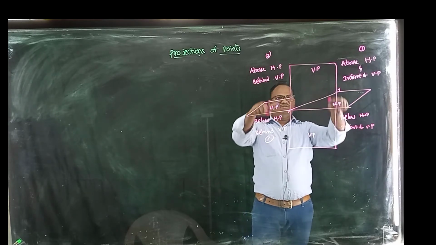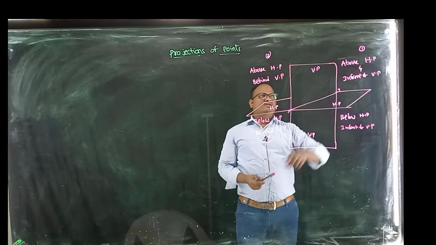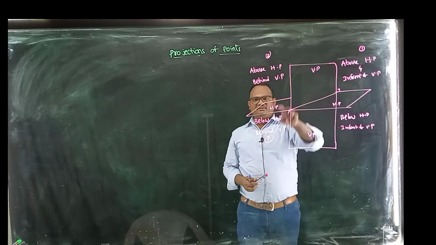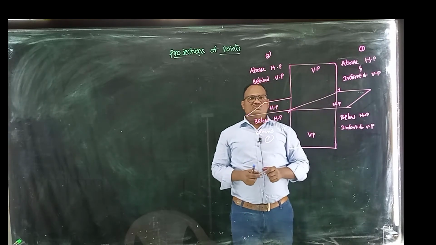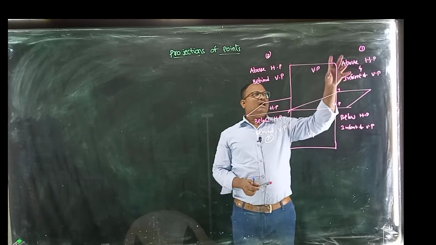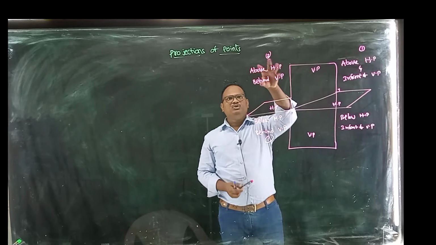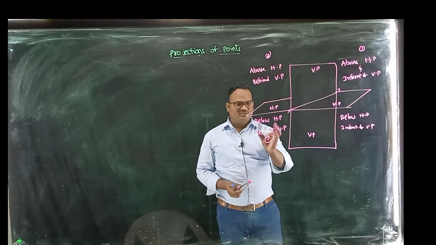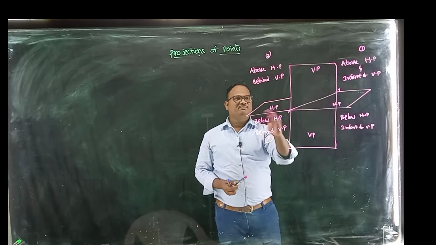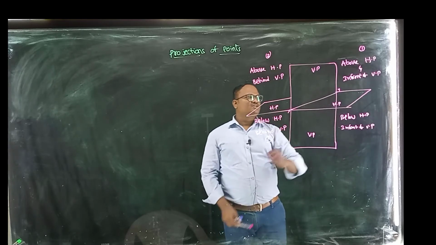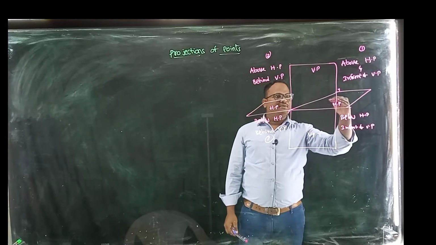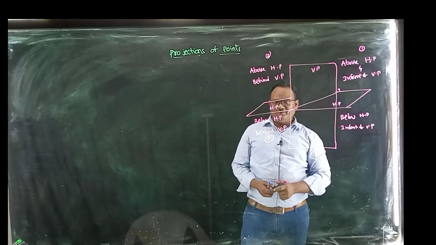Like this, we have four projection systems: first quadrant, second quadrant, third quadrant, fourth quadrant. The first quadrant is above the HP and in front of VP. The second is above the HP and behind VP. The third is below HP and behind VP. The fourth quadrant is below HP and in front of VP.